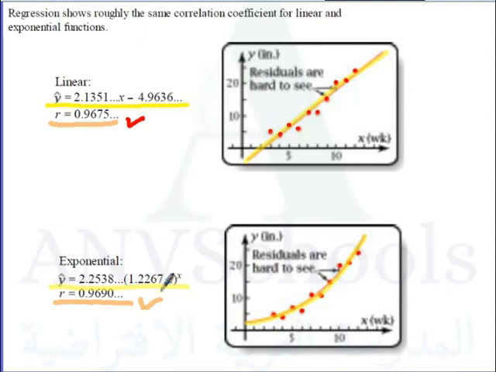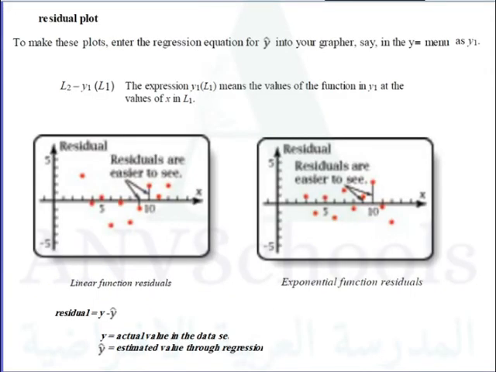Because take note that both of them here have residuals which are hard to see. Although you can see that the correlation coefficients have a disparity of 0.0015 only, which makes the exponential function a little bit better, right? But for the residuals to be seen in a clearer view, we have to do the residual plot.